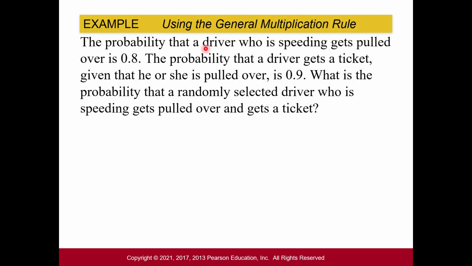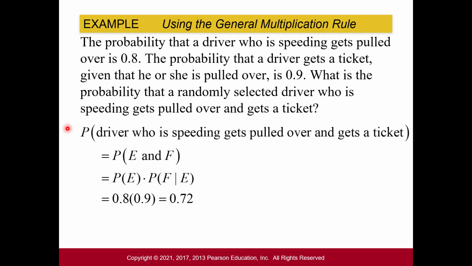The probability that a driver who is speeding gets pulled over is about 0.8 or 80%. The probability that a driver gets a ticket given that he or she is pulled over is about 90%. What is the probability that a randomly selected driver who is speeding gets pulled over and gets a ticket? Okay, so we have what we're looking for: the probability of a driver who is speeding gets pulled over and gets a ticket. It's the probability of two events, the overlap of them, events E and F.